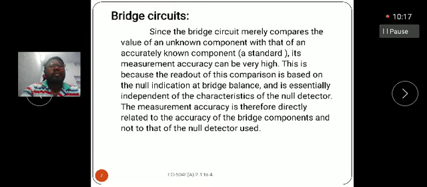The measurement accuracy is therefore directly related to the accuracy of the bridge components and not to that of the null detector used. That means in these bridge circuits we are comparing the unknown impedance to a known impedance, or the unknown component to a known standard. With the help of balancing the bridge with respect to the null detector, we are finding the unknown impedance or unknown component of the bridge circuit.